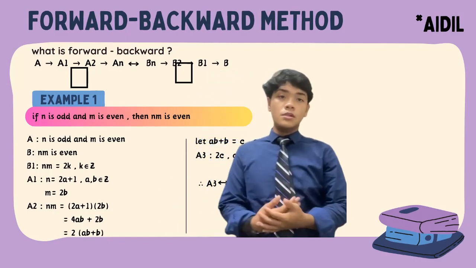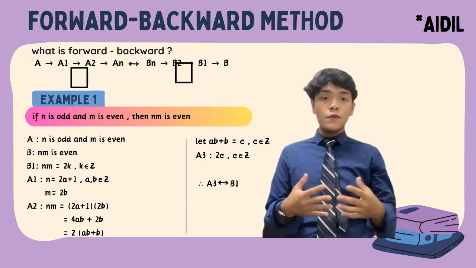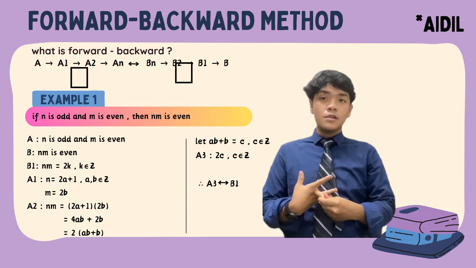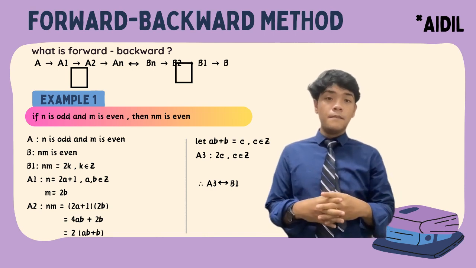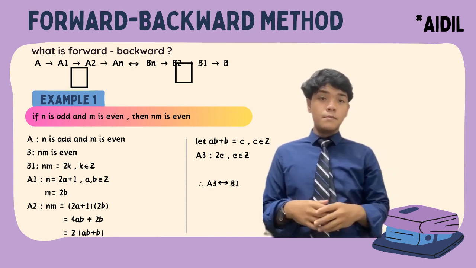Assalamualaikum. So I will talk about the forward-backward method. The forward-backward method is a method to prove if A then B is true. A is the hypothesis and B is the conclusion. A will use the forward method and B will use the backward method.